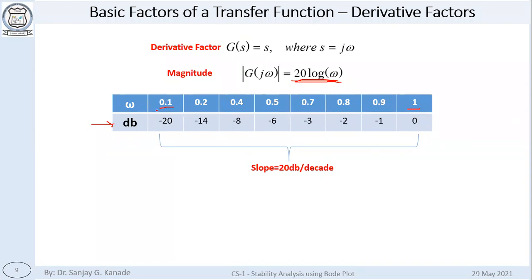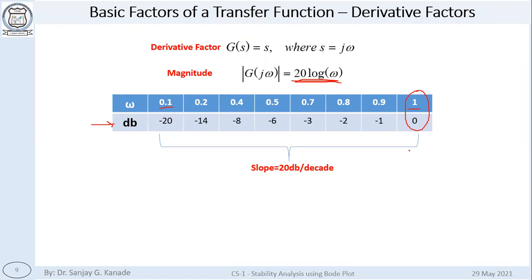What was the value for 0.1? It is minus 20. You can see when you substitute 0.1 here, you will get the value as minus 20. And similarly, if you calculate for these values, at 1 the value of magnitude in dB is equal to 0.